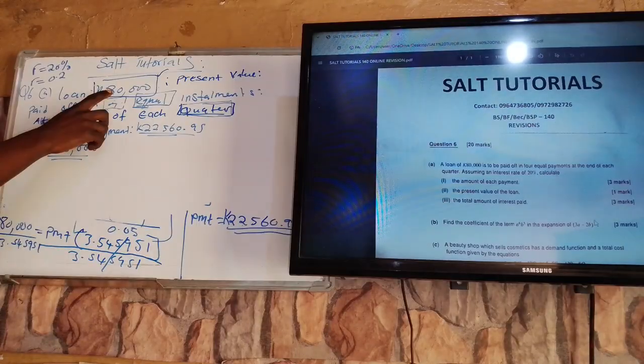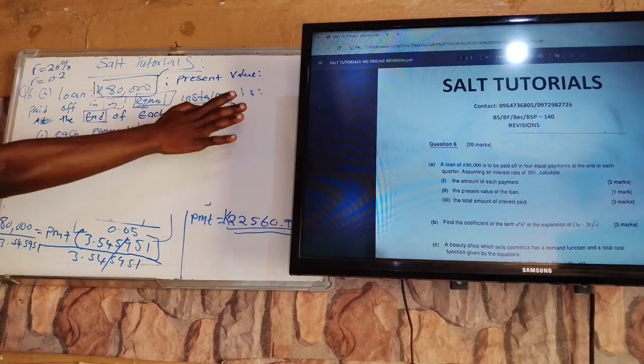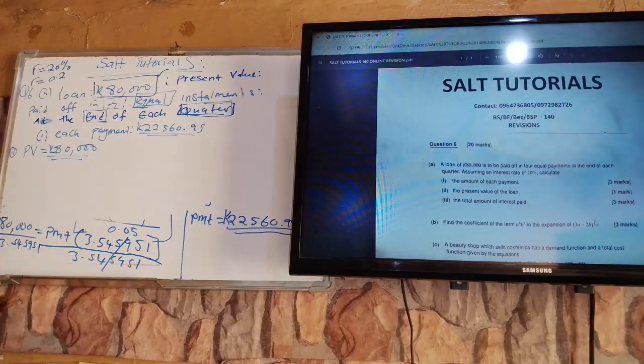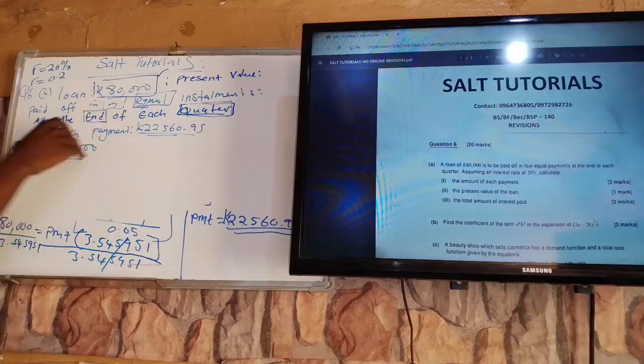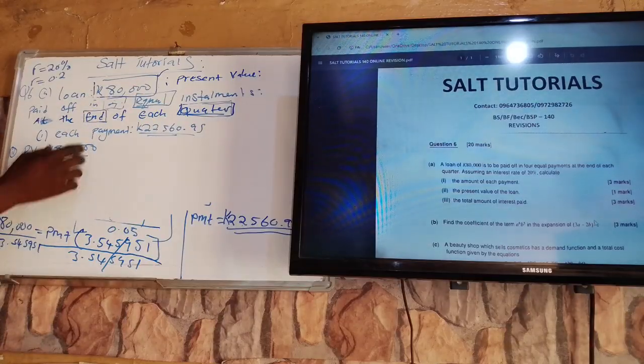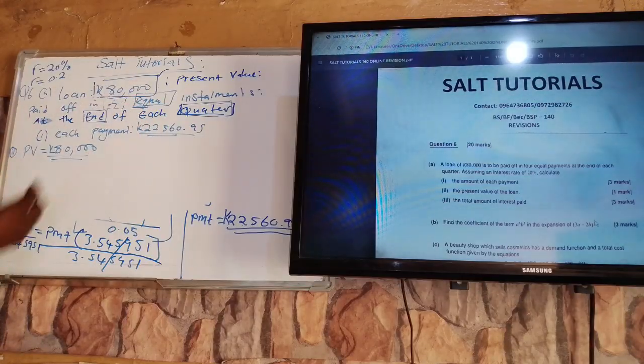But if this loan was 80,000 due in 5 years, it would be the future value for 5 years. So that's what you have to understand. With that concept, this would no longer be the present value, but the future value for 5 years. But for the fact that I just said this is a loan of 80,000, it means it's the amount we have right now at the present. And then question 3 says find the total amount of interest paid.